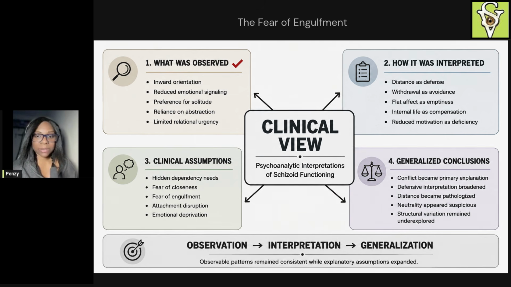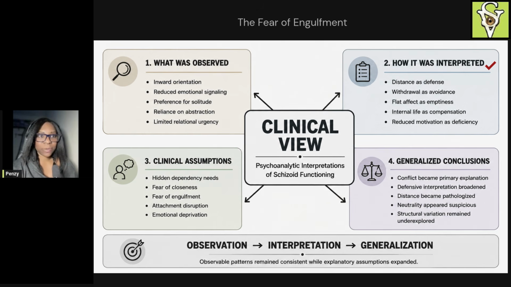So my point in making this video is not to dispute the fear of engulfment or the clinical observations that were made, but to suggest that it may not cover and represent everybody on the schizoid spectrum, and this will become clearer as we go on. We'll now move over to the blue box. This looks at how it was interpreted.